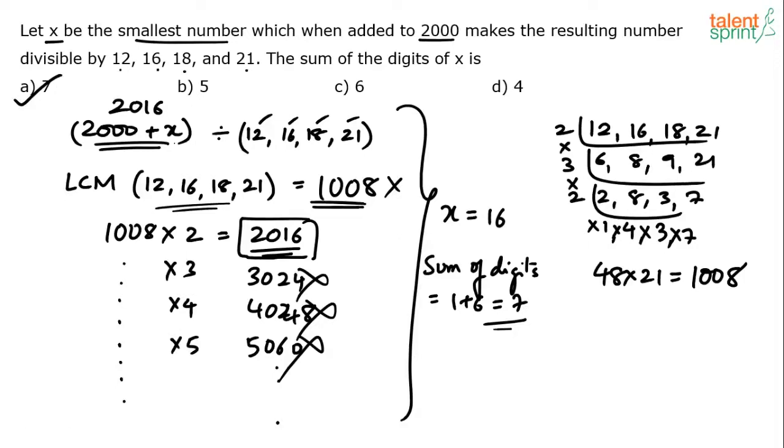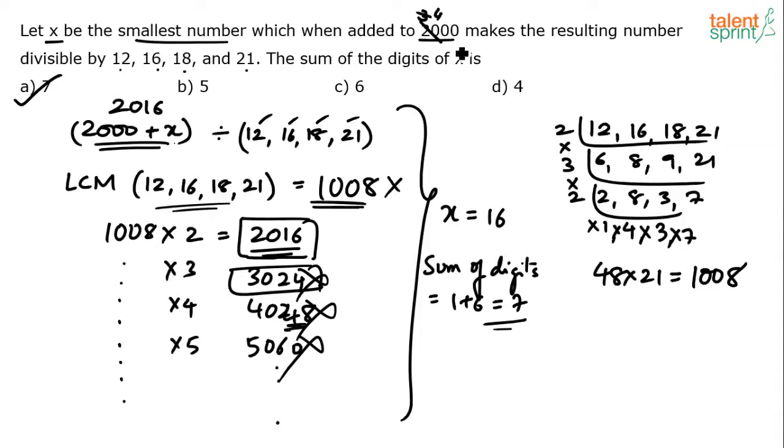Let me give you another example to make it clear. Let's say instead of 2000, he says 3000, what should be the smallest number that should be added to 3000? So then I'll consider 3024. So the number that should be added to 3000 is 24. And what is the sum of the digits of 24? 2 plus 4, 6. In that case, the answer will be C. What should be the number when added to 4000, he says? So for 4000, I should be adding 48. And the sum of the digits of 48 is 12. So in that case, the answer will be 12 and so on.